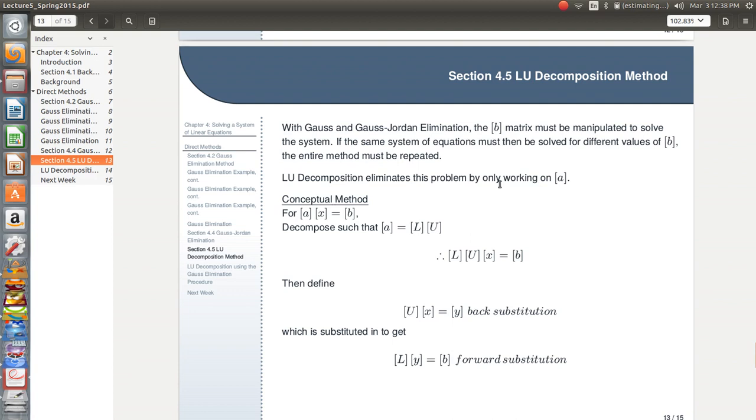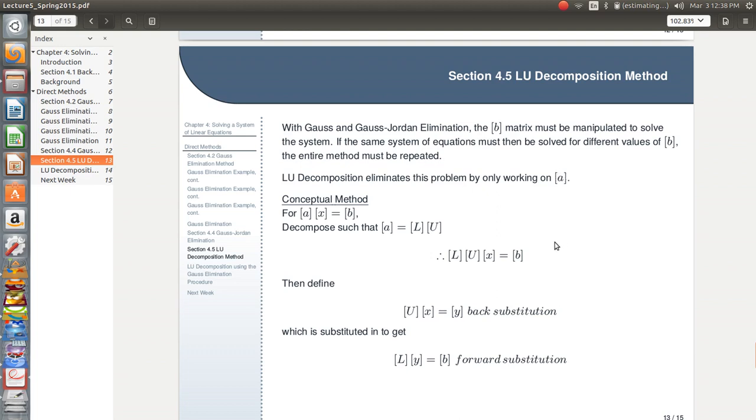However, many of these numerical methods were put together in order to make systems much easier to solve when they were being done by hand. That's what LU decomposition does. It works only on the coefficient matrix, the A matrix.